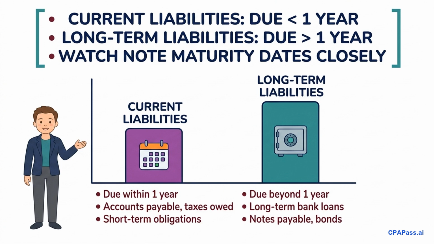Properly separating these categories allows financial statement users to assess the company's solvency and debt structure. On the CPA exam, look closely at the maturity dates of notes payable to determine if any portion must be reclassified as a current liability.